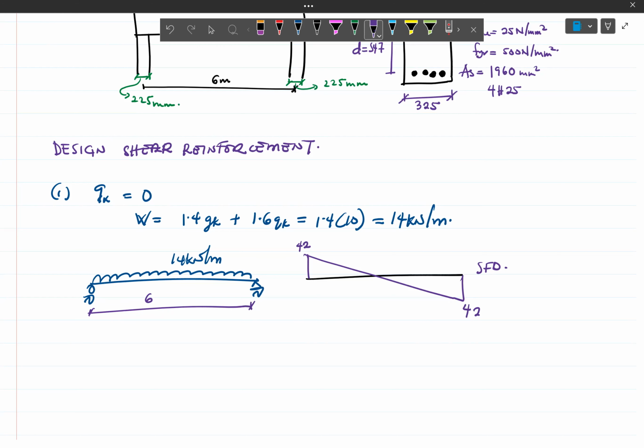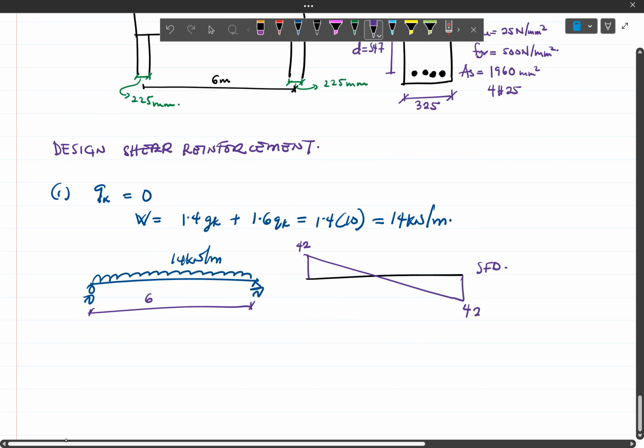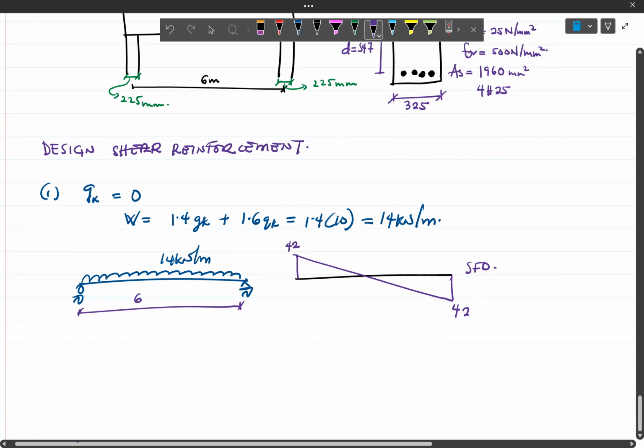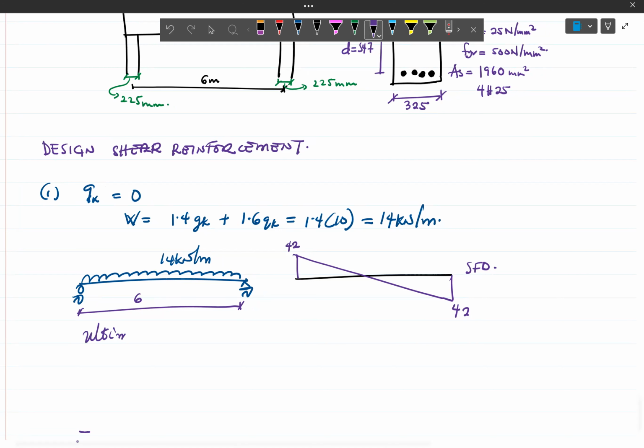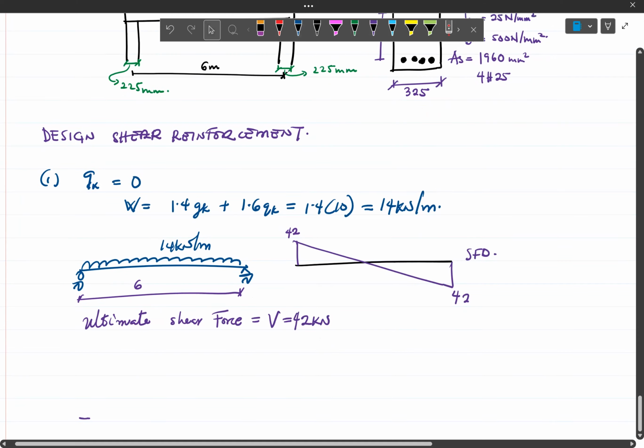All right. Okay, so I can put here that the ultimate shear force is equal to V, which will give us 42 kilonewtons. All right, so let's just take a note of that.